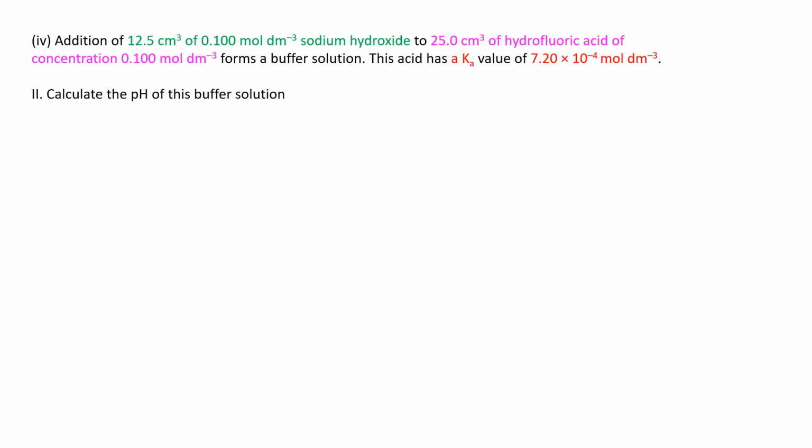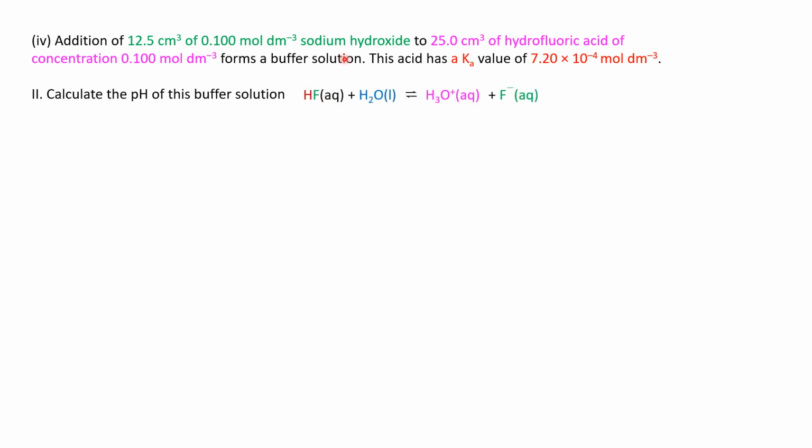So finally, a fun little question. We're taking sodium hydroxide and adding it to HF. We know that every bit of the sodium hydroxide that we add neutralizes hydrofluoric acid, turning it into its conjugate base, fluoride. Okay, calculate the pH of the buffer solution.